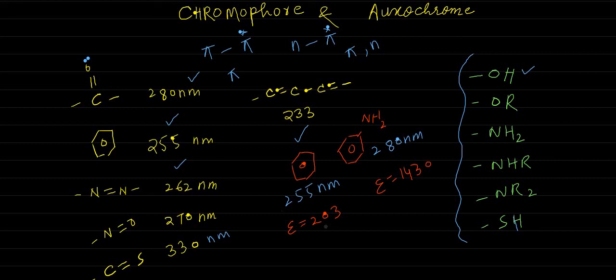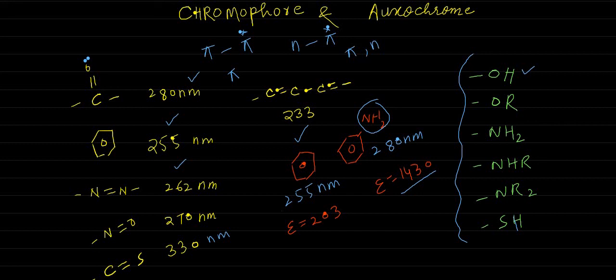We can have an example here: we have a benzene molecule whose lambda max is 255 nanometer with an epsilon value of 203. If we attach an auxochrome NH2 to the benzene ring, which will make it aniline, it has lambda max at 280 nanometer instead of 255. So lambda max is shifted towards longer wavelength, and the epsilon value has also changed from 203 to 1430. So we can say that when auxochromes are attached to chromophores, the properties of that initial chromophore have changed, because its lambda max is changed and its epsilon value is changed.